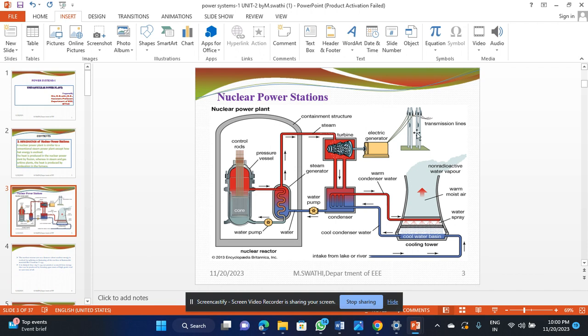So this is our nuclear power station. In the steam power plant, the main heart is the boiler. Here, in the nuclear power plant, the main heart is the nuclear reactor. So what is the nuclear reactor? If you see, this is our nuclear reactor.